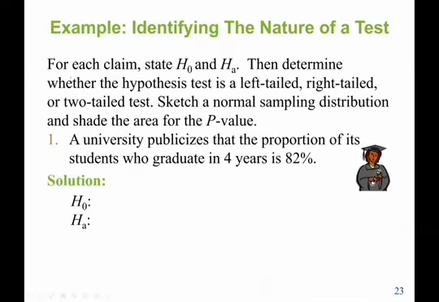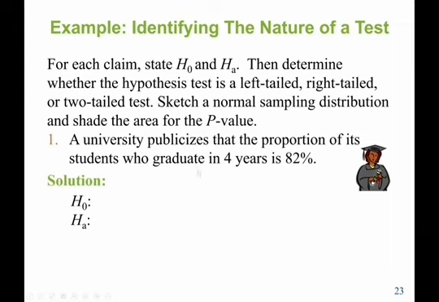Now, let's see one example here. They say that for each claim, we should state our H0 and HA. Then we are going to determine whether the hypothesis test is a left tail, right tail, or two-tail test. We need to sketch a normal sampling distribution and shade the area for the p-value.